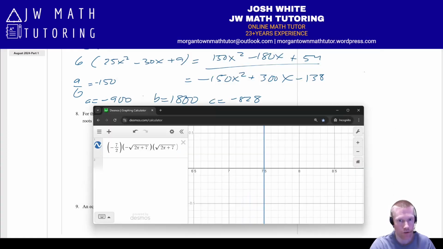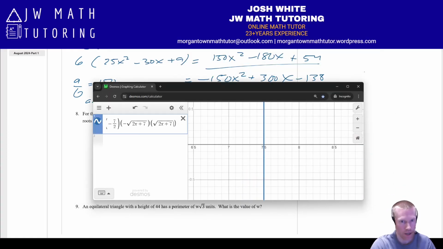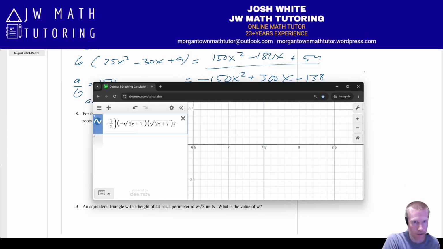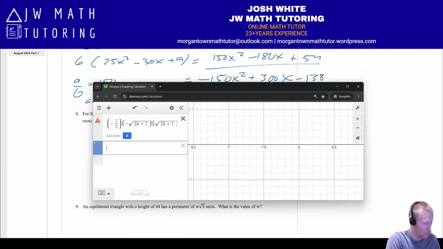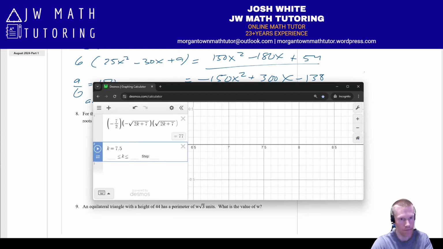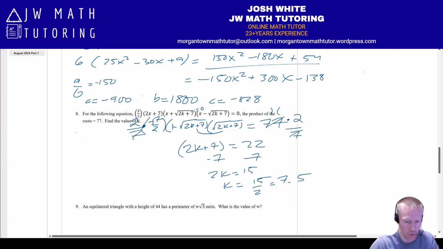And you could also double check that by getting rid of this and just replacing this value. I'm going to put k back in, but then I'm just going to add a slider and say, okay, is k 7.5? And it gives me 77. Yes. So the correct answer is either 15 over 2 or 7.5, either one.